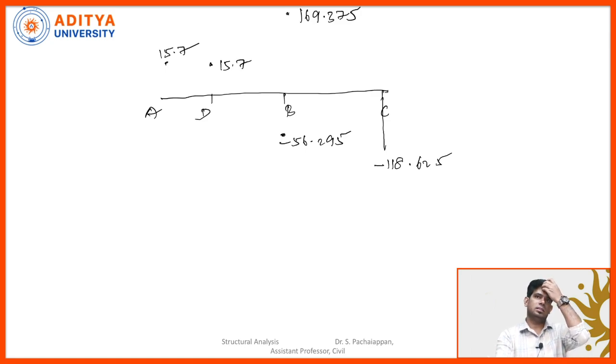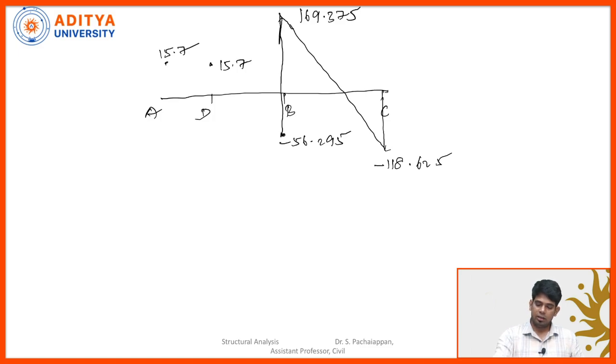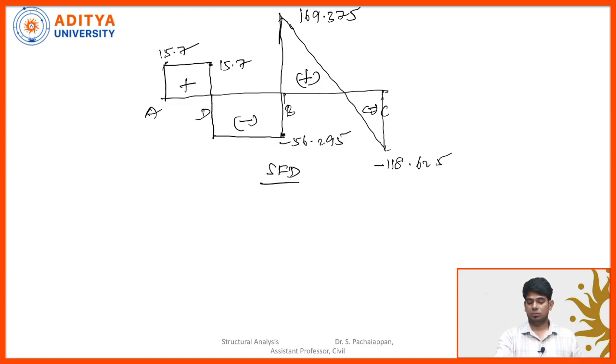Now how to connect this line? From B to C we have a UDL. So all the way it's going like this, and then it's coming in a downward direction, and then between D to B we don't have any load, so horizontally it will move, and then it's going up and then joining this line. So this is positive, positive, negative, negative. So this is your shear force diagram.